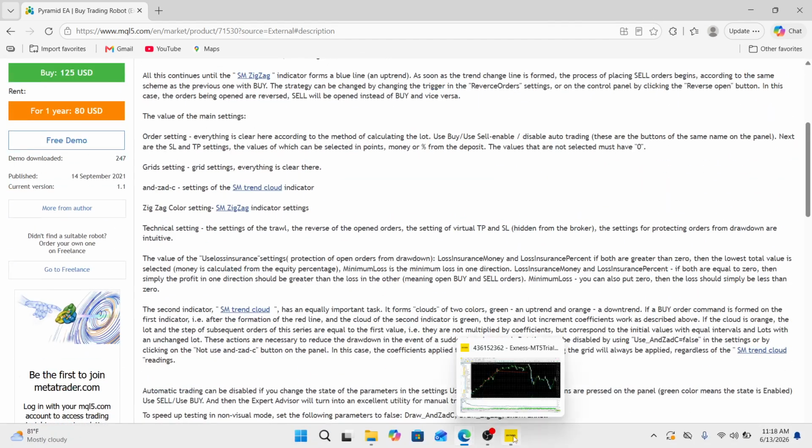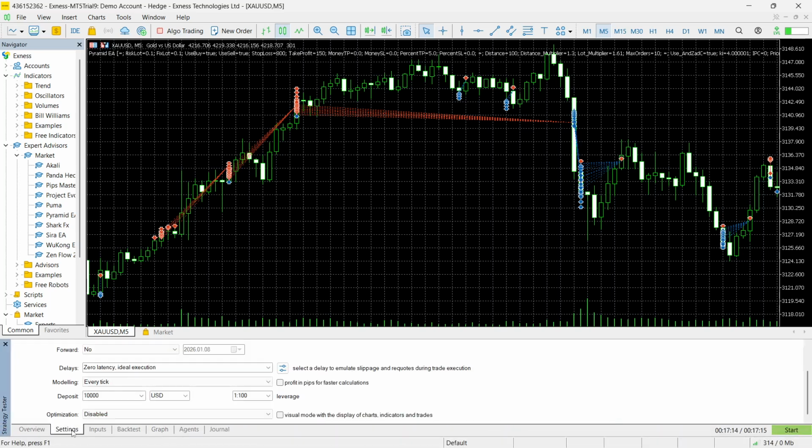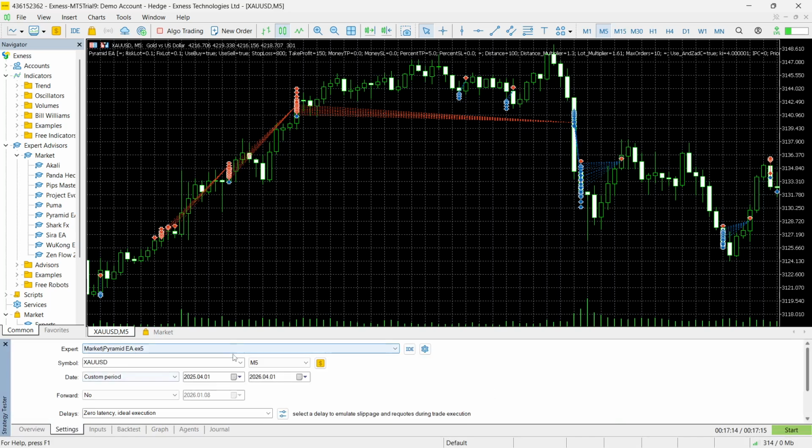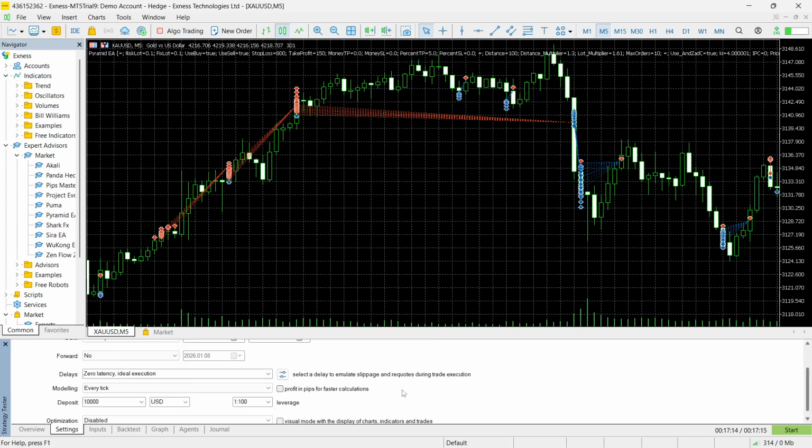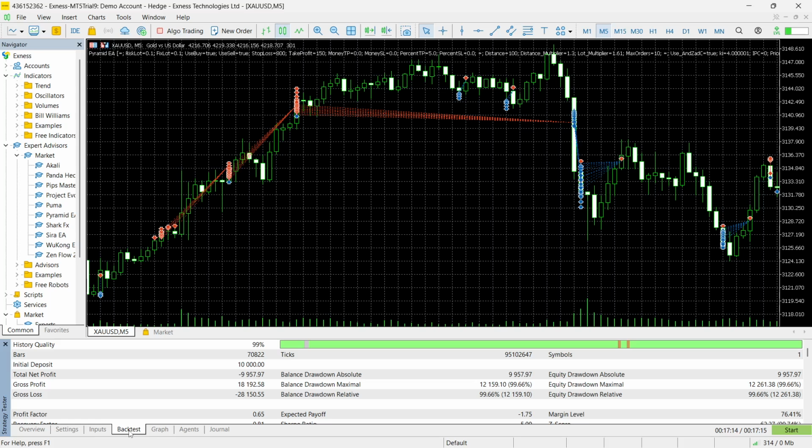So the back test, I'm running the back test on the XAU gold pair on the 15-minute time frame for a custom period of 1 year, ranging from the 1st of April 2025 to the 1st of April 2026. Alright, so for an initial deposit of $10,000, we actually see a net profit of about negative 9,957 on a 10k initial deposit.